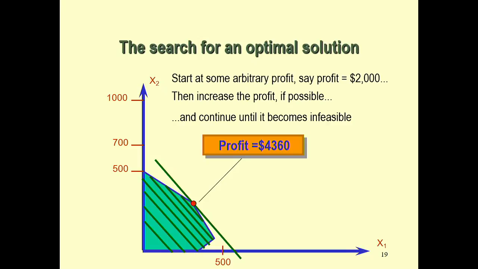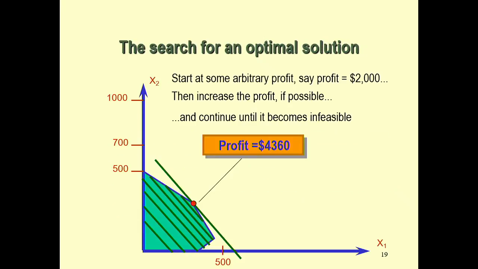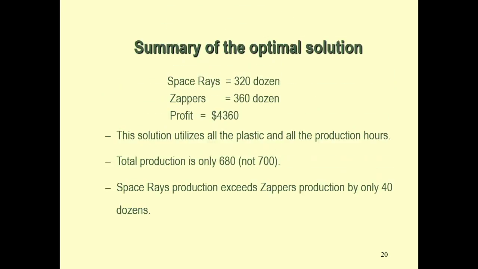You say, well, how would I do that? Well, I could solve simultaneously for these two equations, which I used to make the class do and I don't anymore. And that would give us that point. I think it turns out to be make 320 dozen space rays and 360 dozen zappers, and that gives us a profit of 4,360. Go over 320, up 360. That's our optimal production, right? That's it right there.